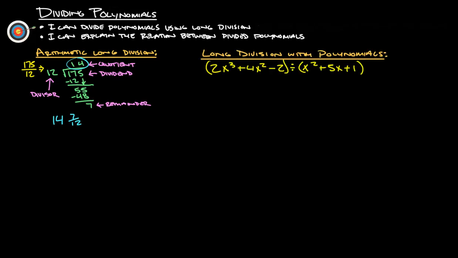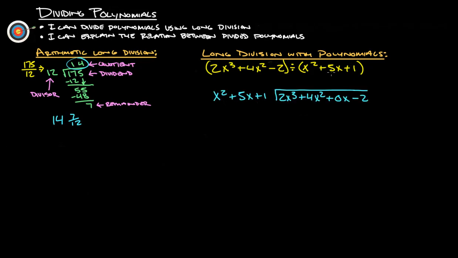Okay, now what we're going to do is apply that with polynomials. So we're going to do long division with polynomials. So we have this divided by that. So if you've got the division, this part here is our divisor. That's the part that's on the bottom. That's going to go on the outside. And so we're going to write it like this.